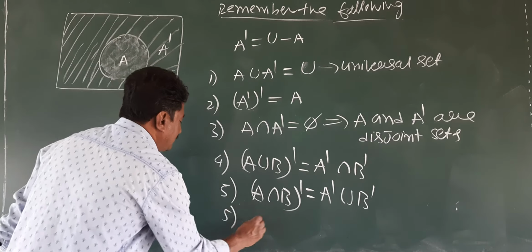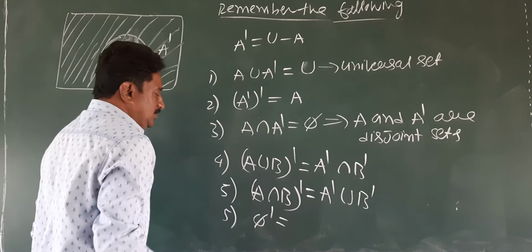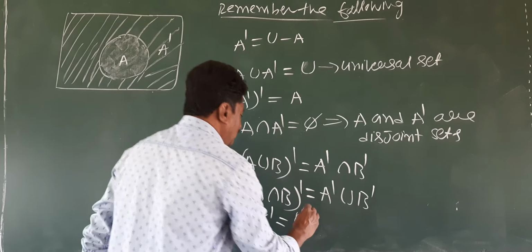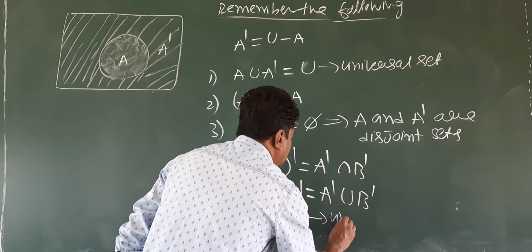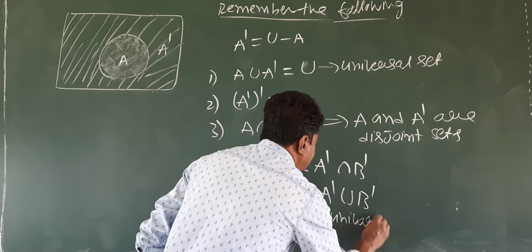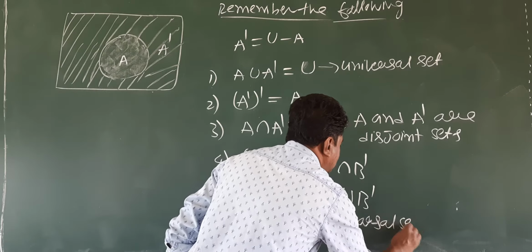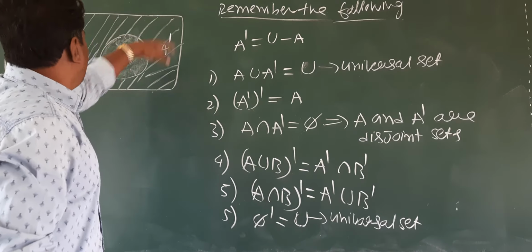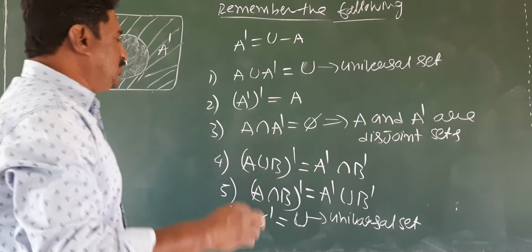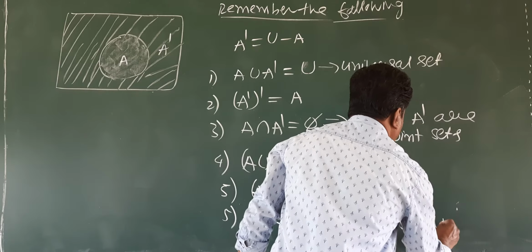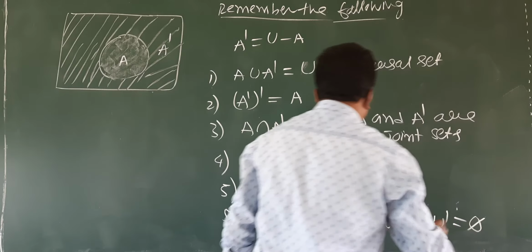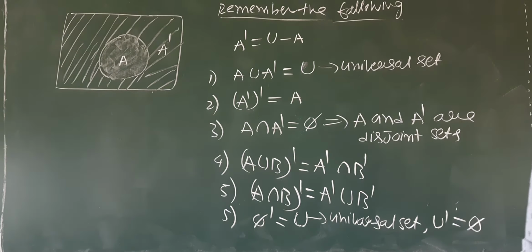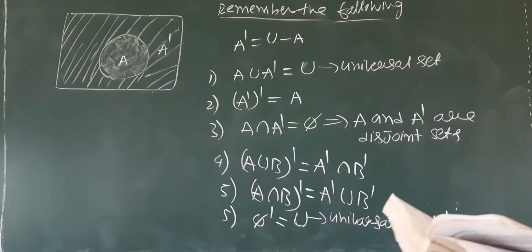Last property: phi dash is equal to U, where U means the universal set. Phi dash is equal to the full U, and U dash is equal to phi. I hope you understood these properties, students.